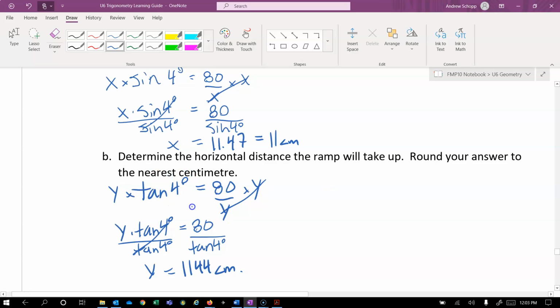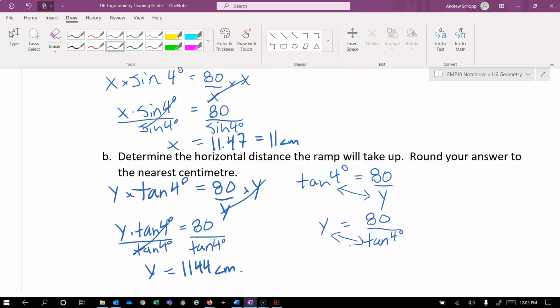For this example here, we have the tan of 4 degrees is equal to 80 over y. And after we did some work on it, we ended up with y is equal to 80 all over the tangent of 4 degrees. If you start to see, after doing a number of these and knowing why you're doing what you're doing, that there's a bit of a shortcut where you just swap these two, you can go ahead and use that. But I don't want you to just remember it. I hope that you understand it.